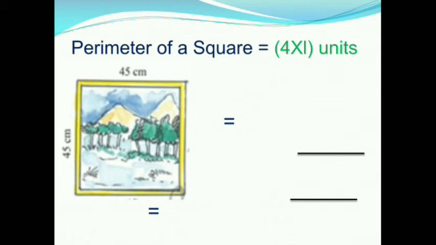L means length. Therefore, what is the length of this picture? Yes, it is 45 centimeter. To find the perimeter of a square, we should multiply the length of one side by 4. Now we should find the perimeter of this picture. We should multiply 4 by 45.